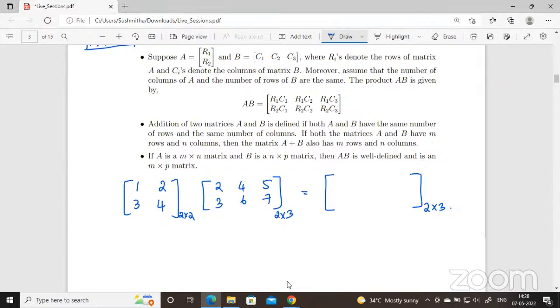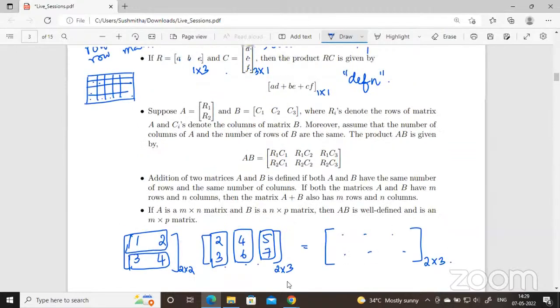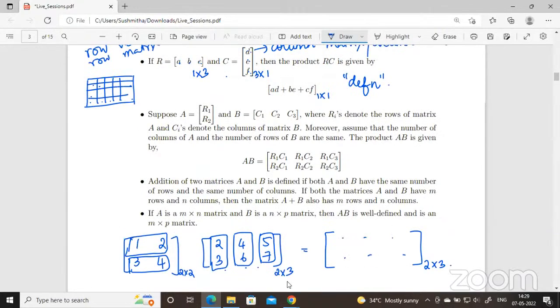I will take the first row and the first column of the second matrix. I will do this for each of the columns, and then I'll get all these entries. The same thing I'll do for this row with each of the columns, so I'll get these 3 entries. This is the only thing that I know: the definition of how a row matrix is multiplied with a column matrix. Using this, I can multiply any 2 matrices.